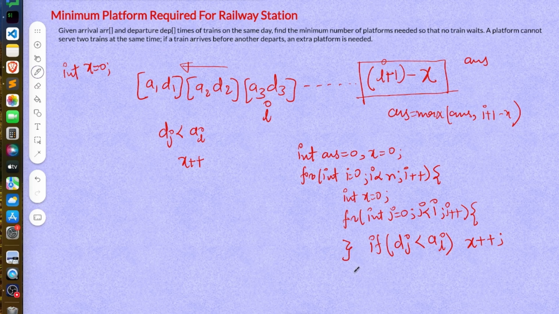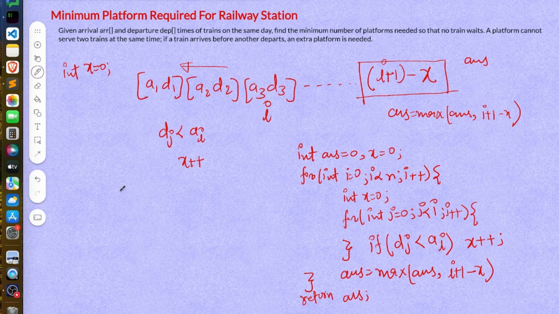And after that, just update your answer. Answer is equal to max of answer, total arrived train I plus 1 minus total departed train x, and that's it. And at the end return your answer. So yeah, this is the brute force approach of this problem.